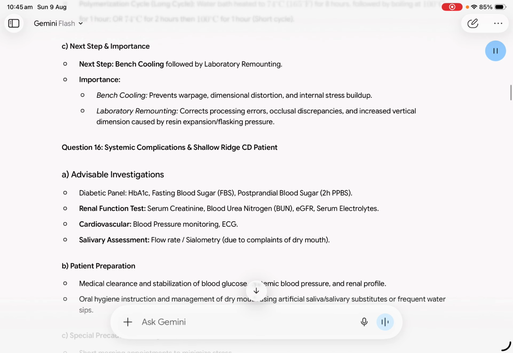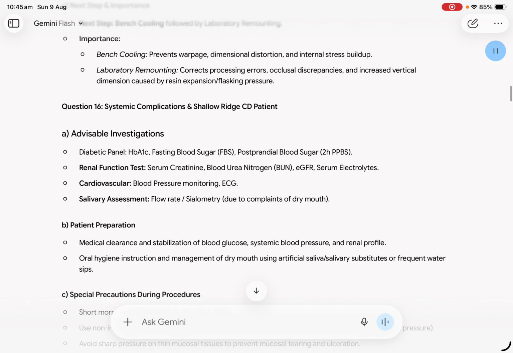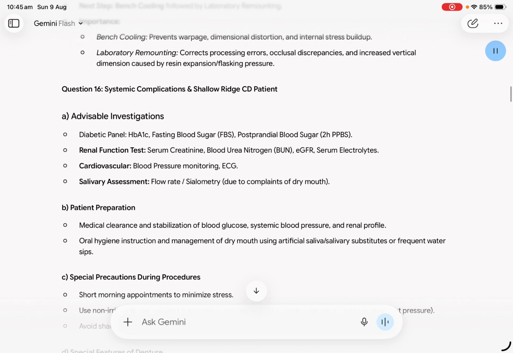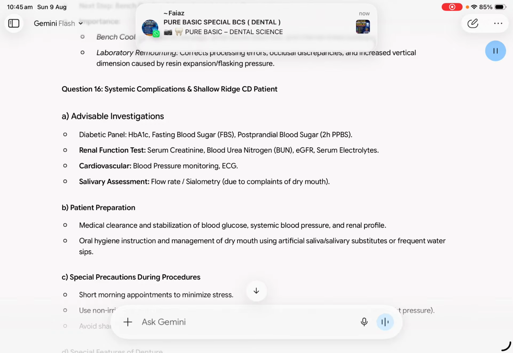Question 16. Systemic complications and shallow ridge CD patient. A. Advisable investigations. Diabetic panel, HbA1c, fasting blood sugar, FBS, postprandial blood sugar, 2-HPPBS. Renal function test, serum creatinine, blood urea nitrogen, BUN, EGFR, serum electrolytes. Cardiovascular, blood pressure monitoring, ECG. Salivary assessment, flow rate/sialometry, due to complaints of dry mouth.